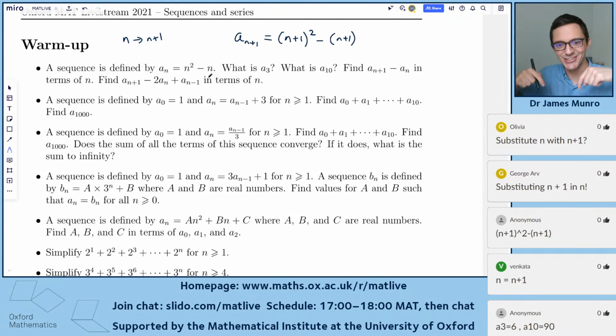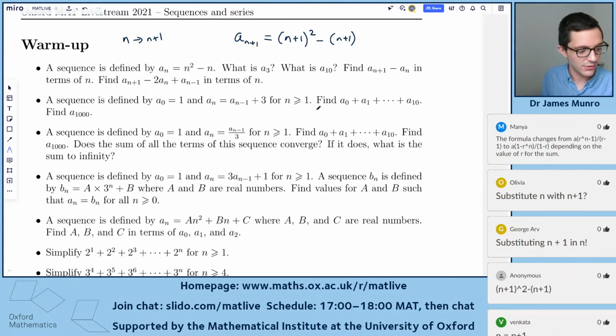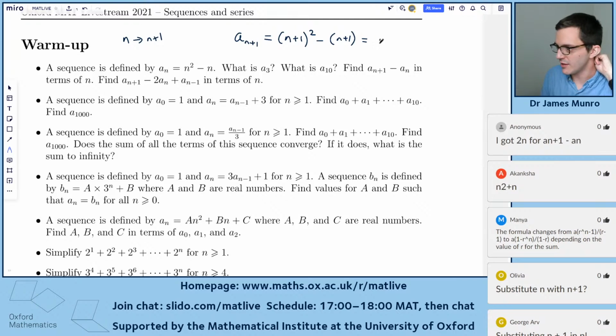Yeah, Olivia and George, I took a moment to approve your chat messages, but you're both right, that's what I'm doing. Substituting in. Good, okay. And that gives me something like, what is this then? So this is n squared plus 2n take away a_n. n is n+1 take away a 1, so this is n squared plus n, which I've seen in chat as well.